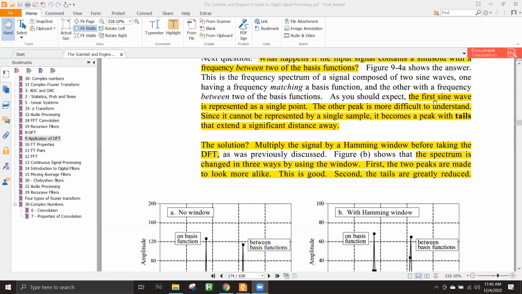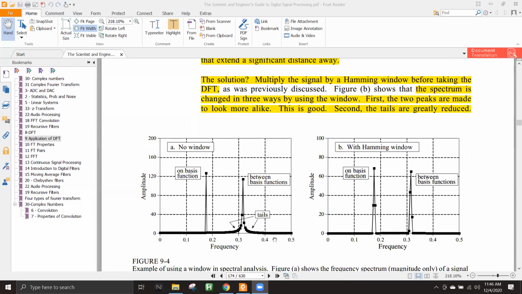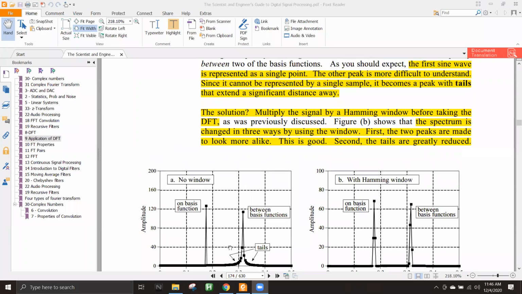So এখানে যেটা দেখানো হয়েছে, the first sine wave is represented as a single point, the other peak is more difficult to understand since it cannot be represented by a single sample. মানে in the frequency spectrum it is not representable by a single peak. So এই জিনিসটা পিকটা এক জায়গায় উঠছে, বাট এটা মানে একটু kind of averaged out over this range. এখানে কোথায় exactly এটা শুরুটা হয়েছে এটা বোঝা কঠিন। Okay, so it will have some tails.